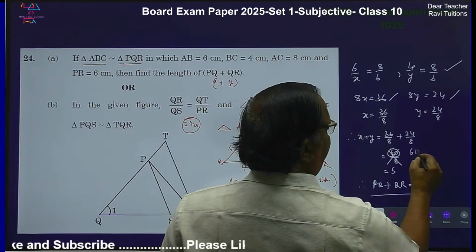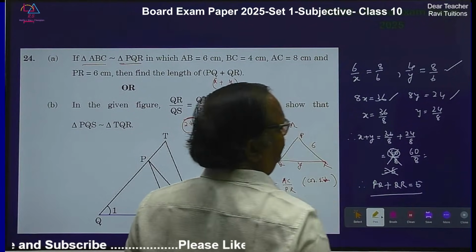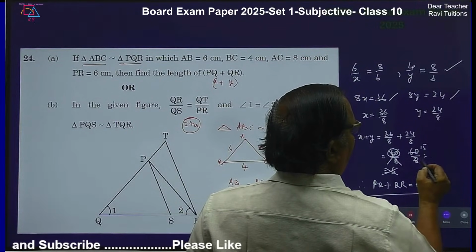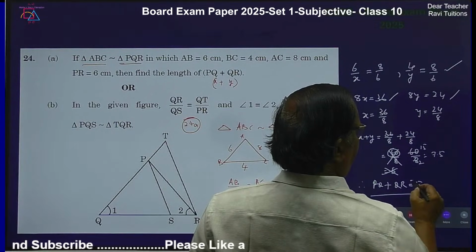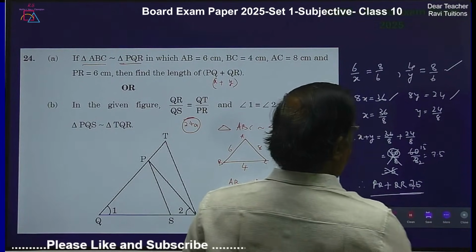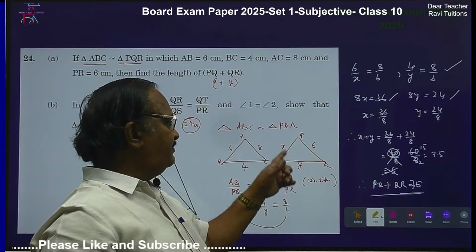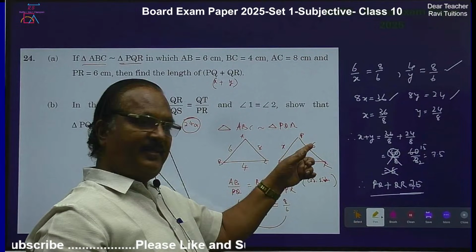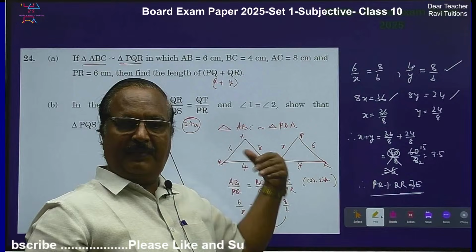So 60 by 8. How much? 4 table, 15 by 2. So it is 7.5. So 7.5 is the answer. Now it is correct, because the sum of these two sides should be greater than the third side. Now I got 5. You should apply a simple property here.